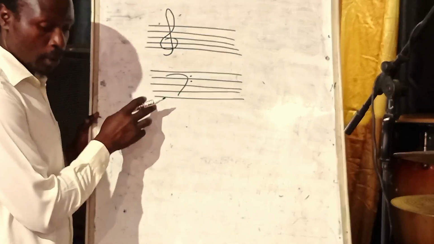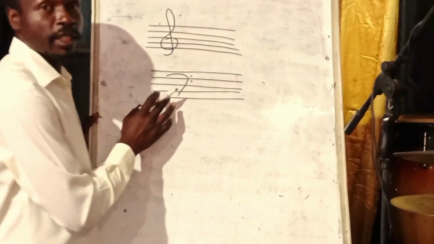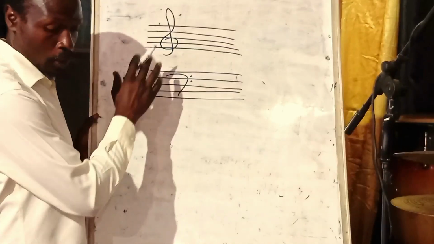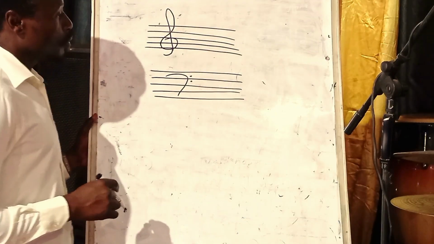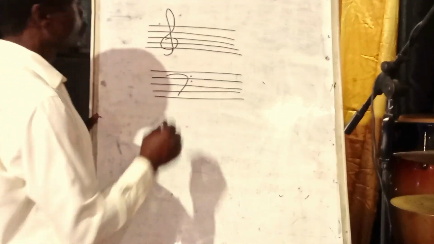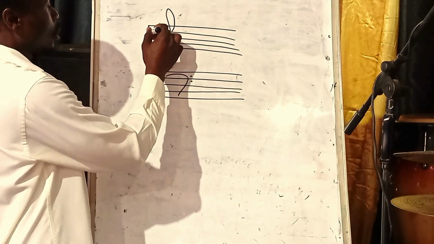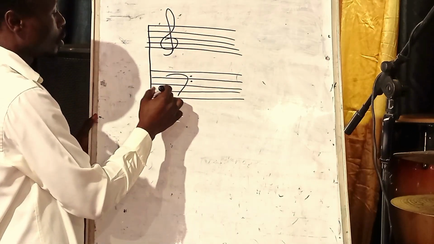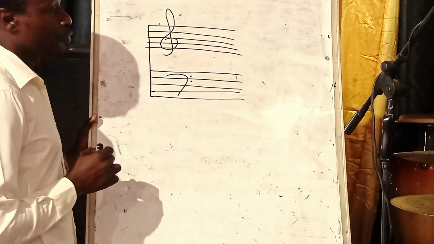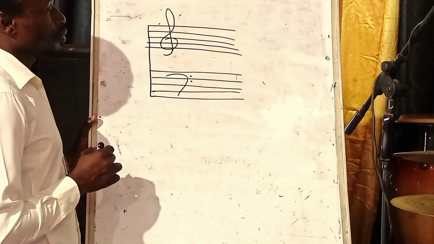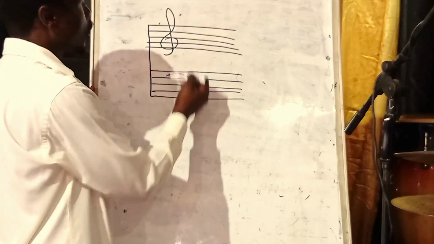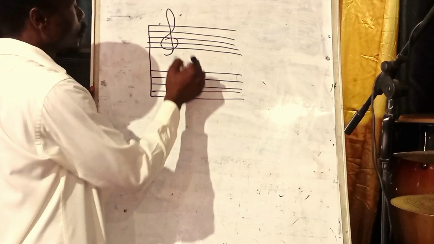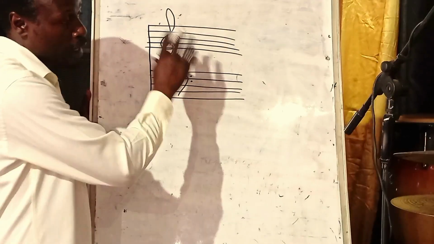This is how the treble and the bass staff will appear. Then later on, this now will be something like this. Join them like that. When you encounter sheet music, this is how the two are joined. But we'll get there.